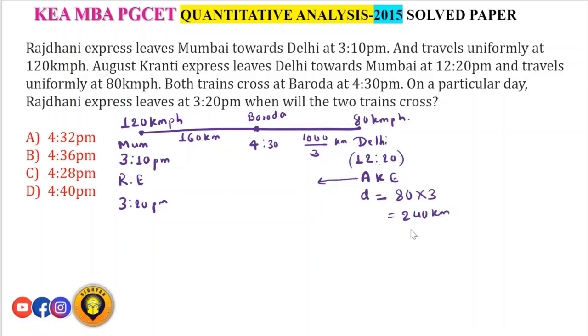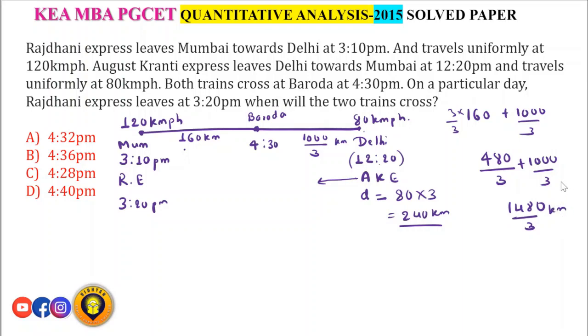Okay, so what is this 240 kilometers? It is the distance covered by August Kranti Express in 3 hours. What is the total distance from Mumbai to Delhi? Total distance from Mumbai to Delhi here is 160 kilometers plus 1000 by 3 kilometers. That is 160 plus 1000 by 3. If you multiply by 3, 160 into 3 is 480. 480 by 3 plus 1000 by 3, which is 1480 by 3.